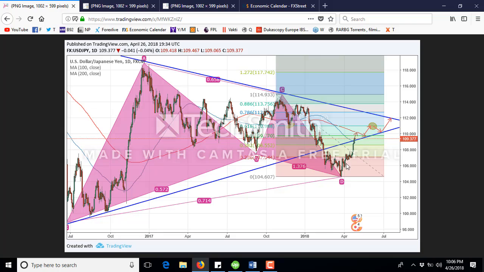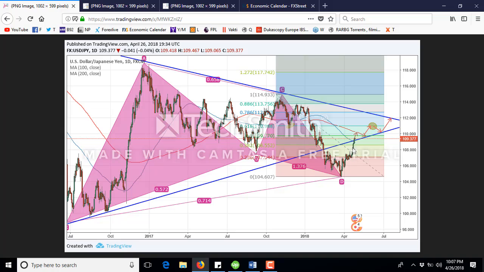And again, we are talking here about a 350 pips move, which happened very quickly. And I think even the biggest optimists in dollar yen were not really convinced that it's going to happen so quickly. So yeah, but it happened.